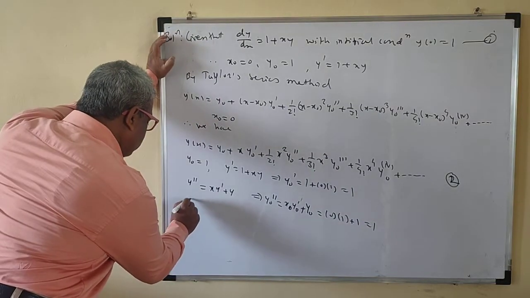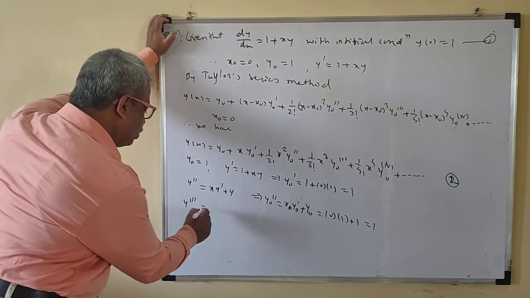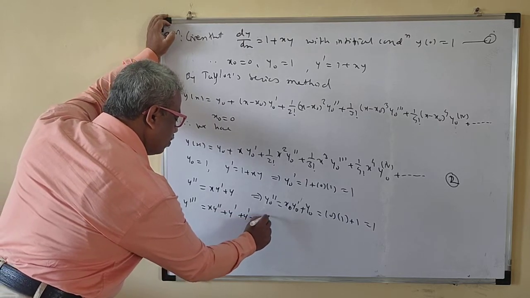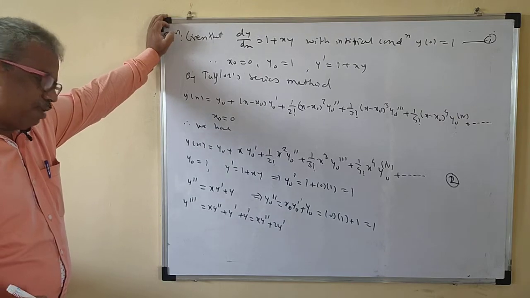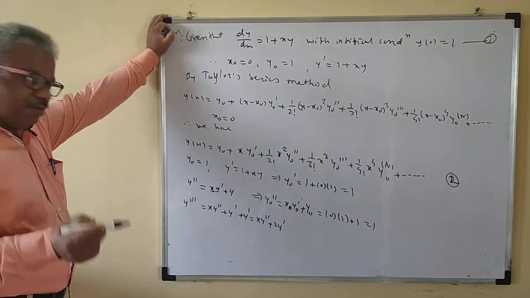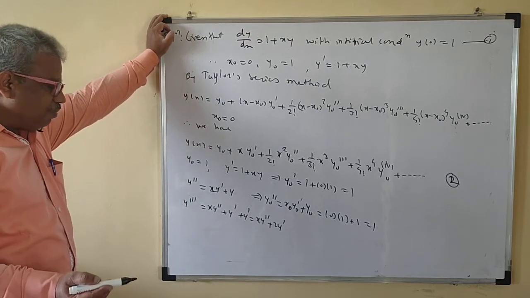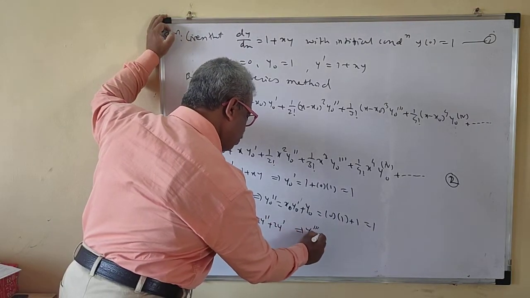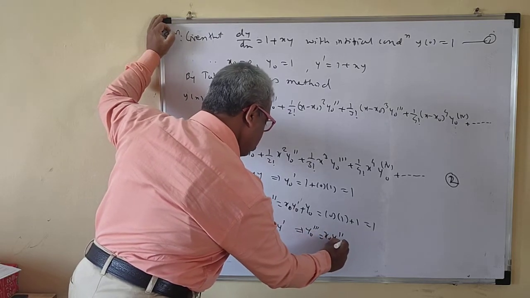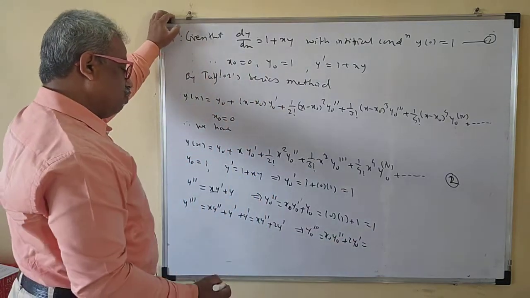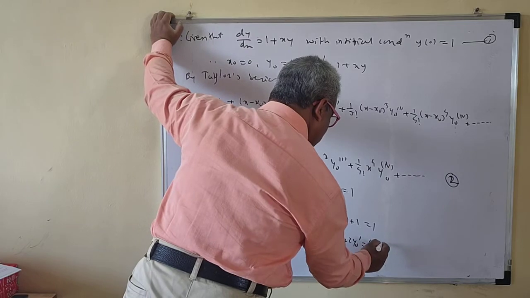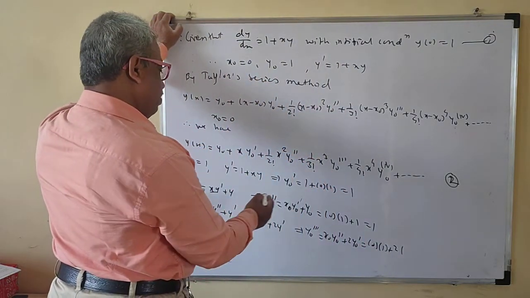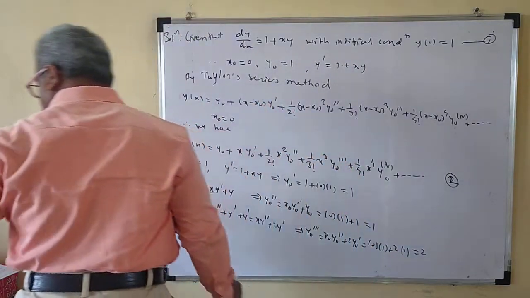Now we find the third derivative. The x will be as it is, times y double prime, plus y prime plus y prime, giving x y double prime plus 2 y prime. Here we have applied the product rule: x as it is, derivative of y is y double prime, plus y prime as it is, derivative of x is 1. So the third derivative at naught is x naught y naught double prime plus 2 y naught prime. Your x naught is 0 and your y naught prime is 1, so this is 2.